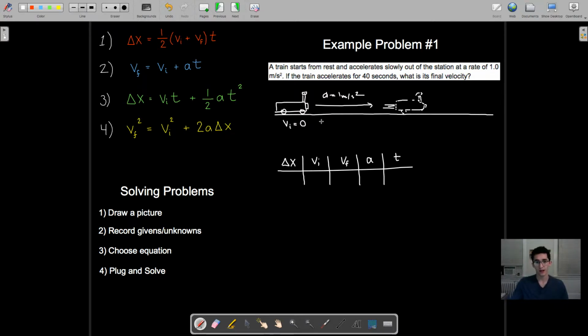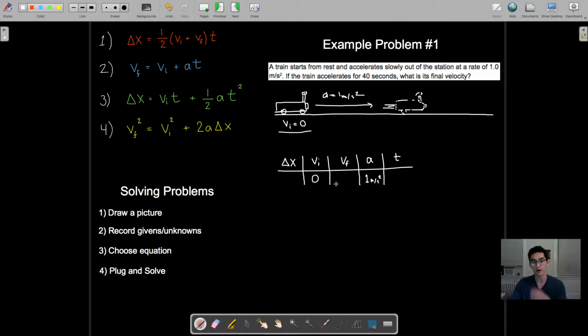Well, the train starts from rest. And so we know the initial velocity is equal to 0, so I'm going to record that in my table. Initial velocity, 0. That's one of my givens. Okay? Another one of my givens, acceleration is 1 meter per second squared. So I'm going to record that in here, 1 for acceleration.